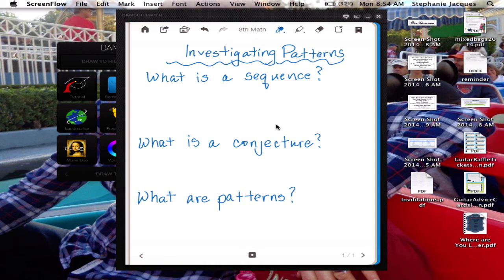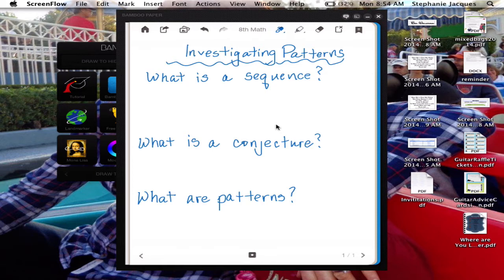Our first lesson of the year is going to be investigating patterns. And you guys have seen patterns throughout math ever since kindergarten. You use blocks, you use colors, you sorted. So patterns are all through math, even up through algebra, calculus, all the way through college math. And so we're going to take a glimpse at some different types of patterns.